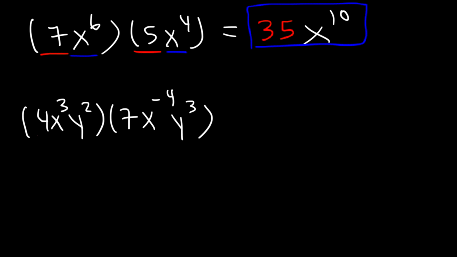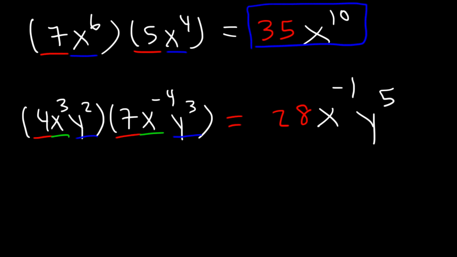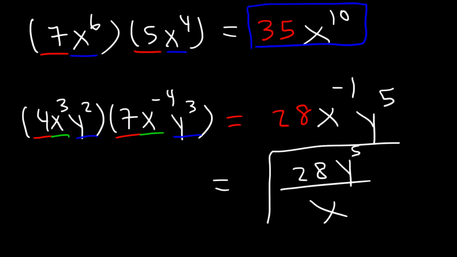Now in the next example, we got to multiply 4 by 7, which is 28. And then x cubed times x to the negative 4th. So we got to add 3 plus negative 4, which is negative 1. And then finally, we got to multiply y squared times y cubed. 2 plus 3 is 5. So it's y to the 5th power. Now we need to get rid of the negative exponent. So let's move the x variable to the bottom. So it's 28 y to the 5th divided by x. And so that's the answer.